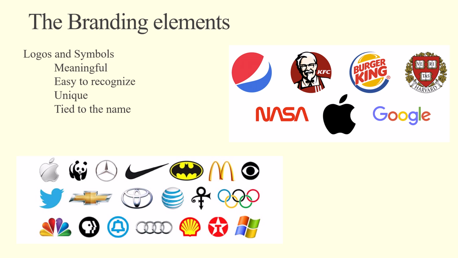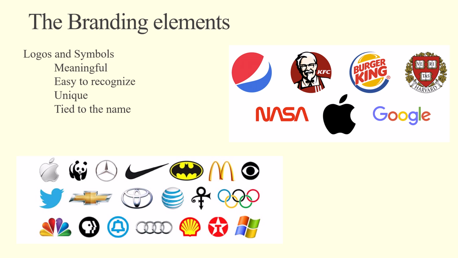The next branding elements are logos and symbols. And of course, here I have some examples of well known logos and symbols: Pepsi, Kentucky Fried Chicken, Burger King, Harvard, NASA, Apple, Google. On the other side, we have the Chevrolet bow tie. We have the Olympic rings. We have McDonald's Golden Arches. And we have Audi. And then we also have Shell Motor Oil Company and the Texaco Motor Oil Company.